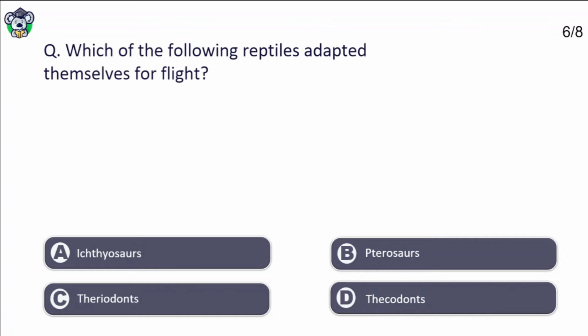Which of the following reptiles adapted themselves for flight? It is asking which reptiles can fly, that were during the Jurassic Cretaceous time. Okay, these are dinosaur varieties: Ichthyosaurus, Pterosaurus, Theriodons, Thecodons. The right answer is Pterosaurus. Okay, Pterosaurus. These have wings. These Pterosaurus fossils are also found in many places.